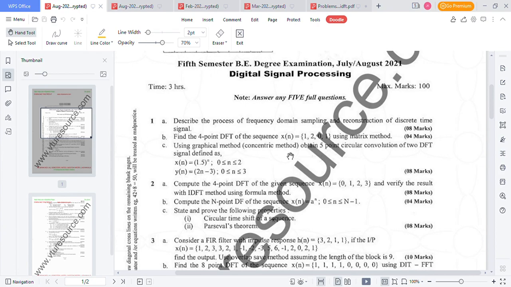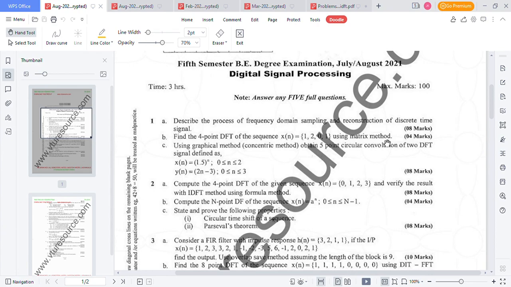So what you're supposed to do is work it out based on whatever method you feel comfortable with at that point of time. That is why, for that case also, you have to study all the methodologies, students, right? Yes. That is what I was about to tell you. If he asks you to find directly the 4-point DFT of the sequence without telling you to use the matrix method, then you can do it in any method you're comfortable with, right?